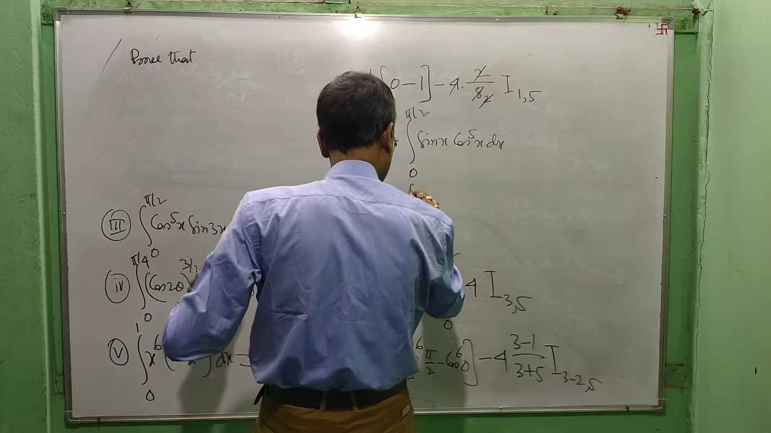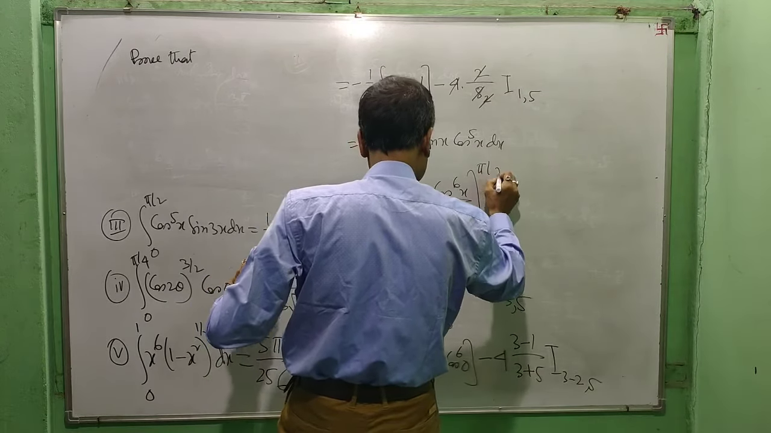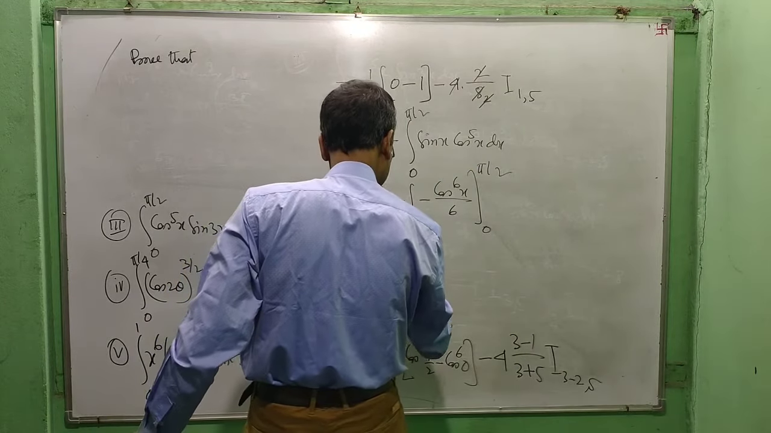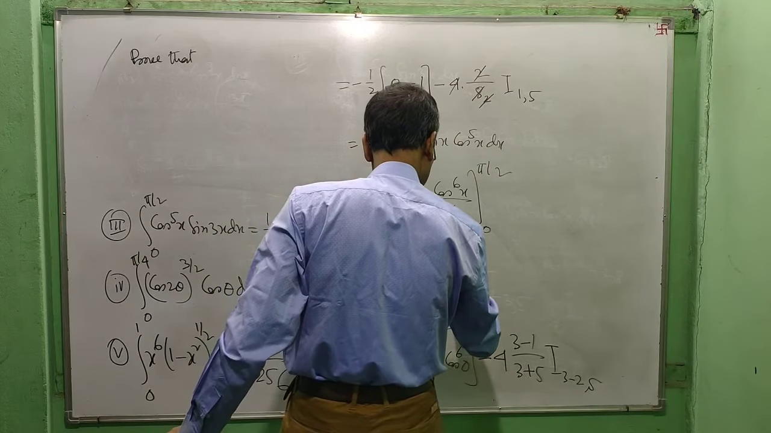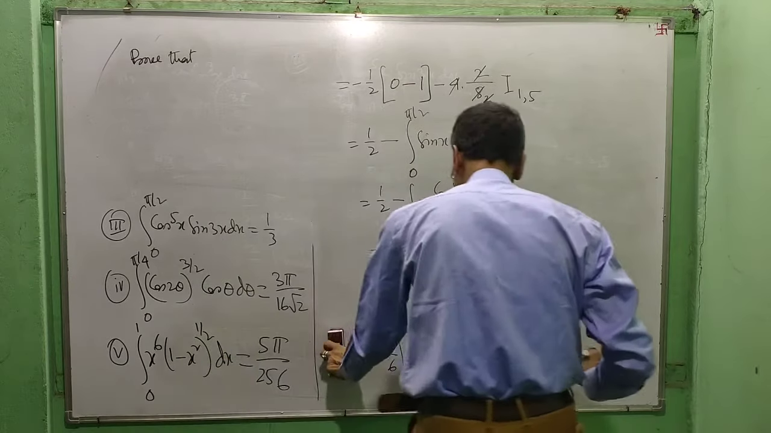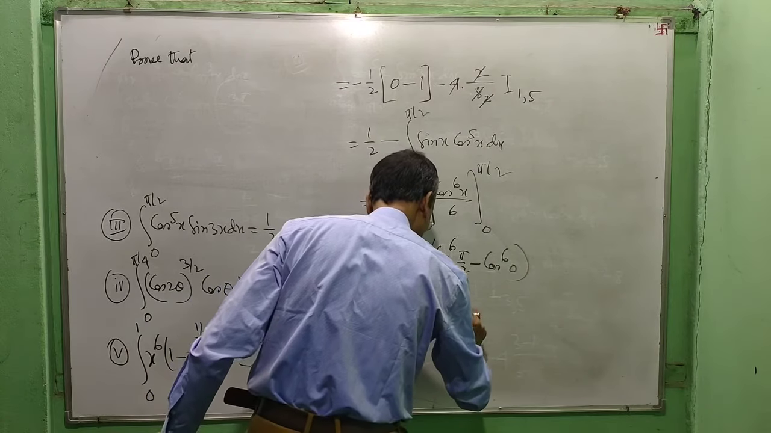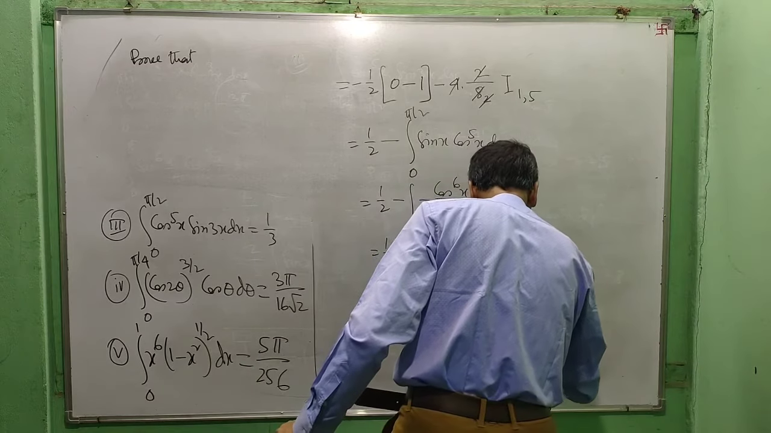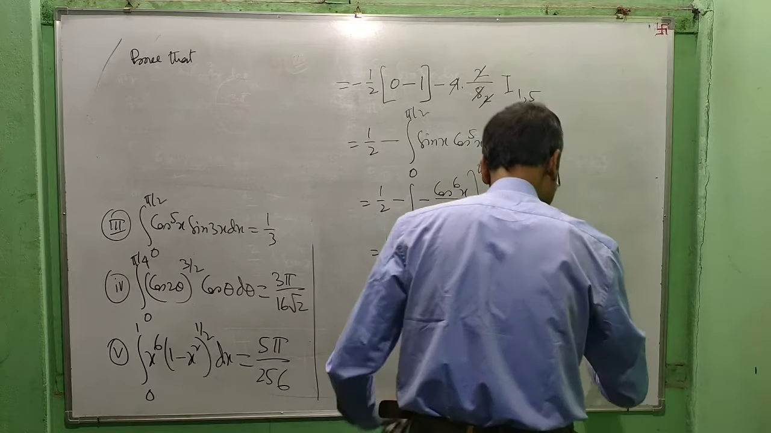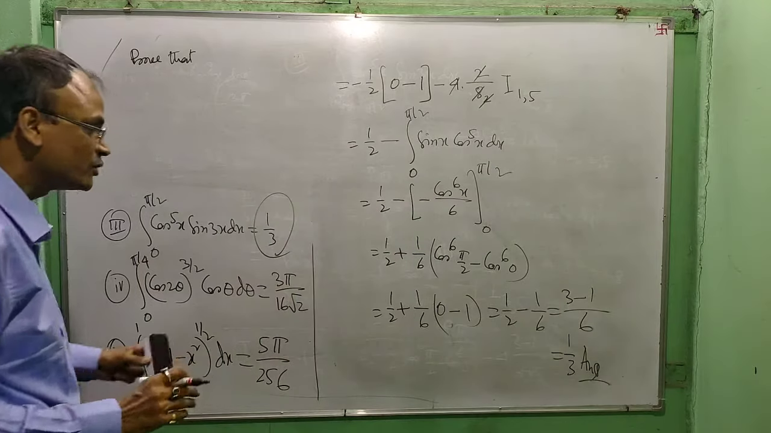1 by 2 minus, what will this be? Simple. Cos to the power 6x divided by 6, from 0 to pi by 2. This is equal to 1 by 2 plus 1 by 6, cos to the power 6 pi by 2 minus cos to the power 6 0. This is equal to 1 by 2 plus 1 by 6, 0 minus 1. This is equal to 1 by 2 minus 1 by 6, equal to 3 minus 1 by 6, 2 by 6. This is equal to 1 by 3, the answer. It is 1 by 3, you see.